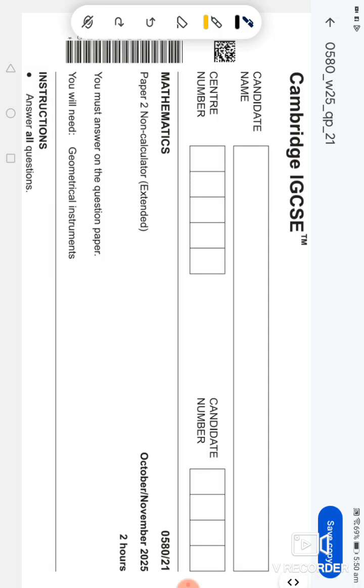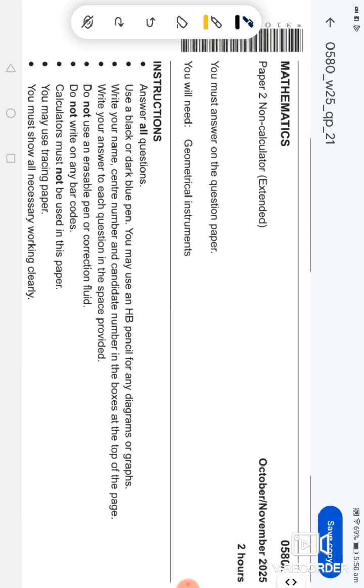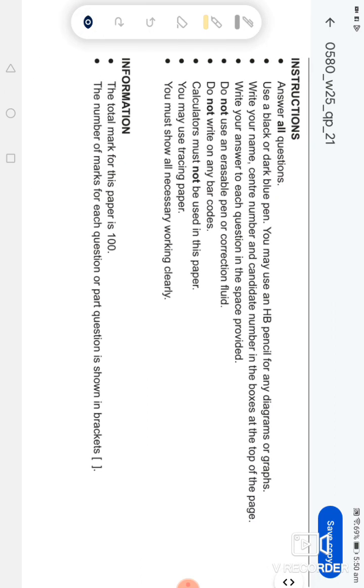Hello guys, today we're going to solve the October-November 2025 non-calculator Paper 2. So let's start.